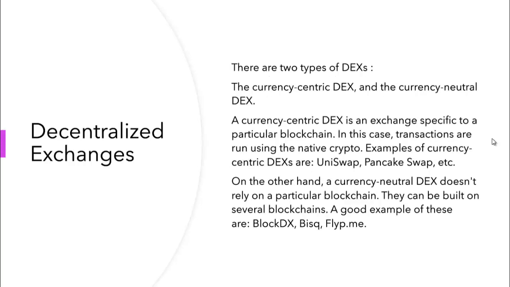Now, there are two types of decentralized exchanges. There's a currency-centric decentralized exchange and the currency-neutral decentralized exchange. A currency-centric decentralized exchange is an exchange specific to a particular blockchain. That means that exchange is built on a particular blockchain. In this case, the transactions run using the blockchain's native cryptocurrency. Examples of currency-centric decentralized exchanges are PancakeSwap and Uniswap. PancakeSwap is built on the Binance Smart Chain blockchain.